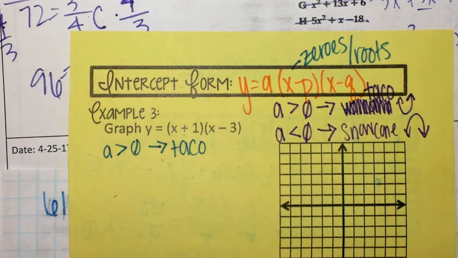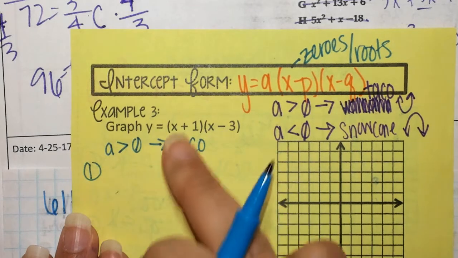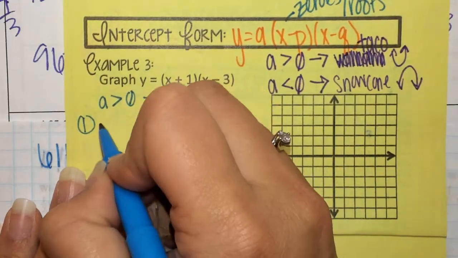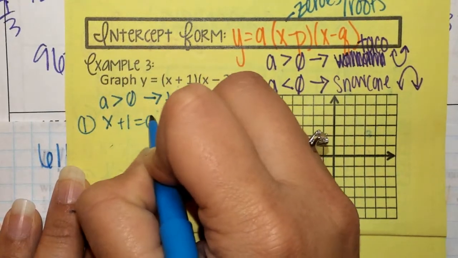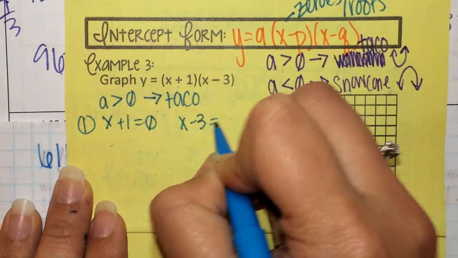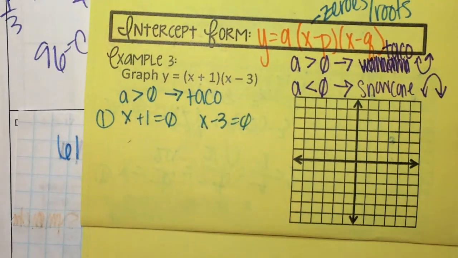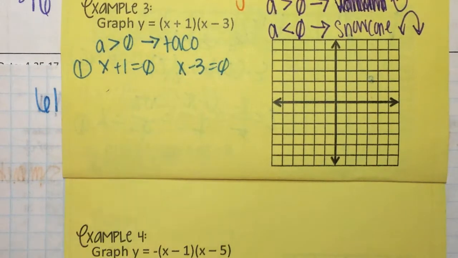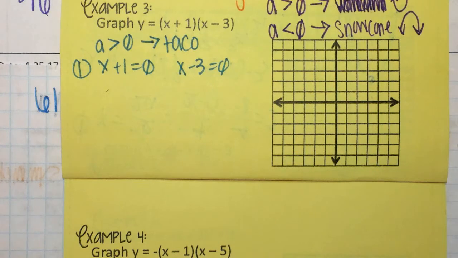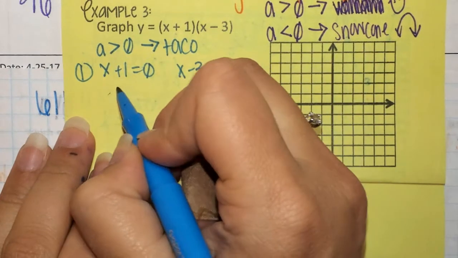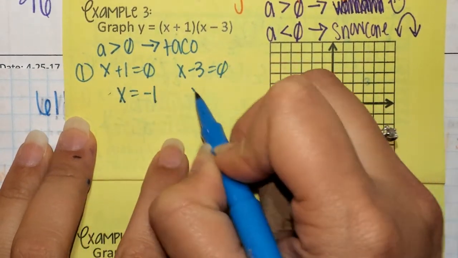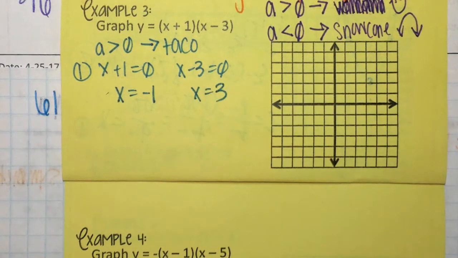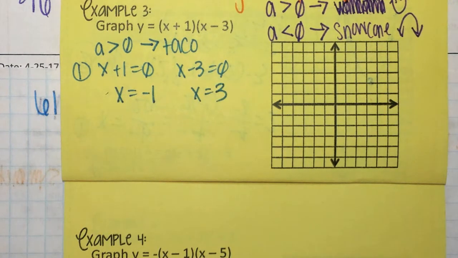So the first thing you do is you take your parts right here and you set it equal to 0. X plus 1 equals 0. X minus 3 equals 0. Then you solve. So what does your first X equal? And what does your second X equal? That's the first step. We're done.